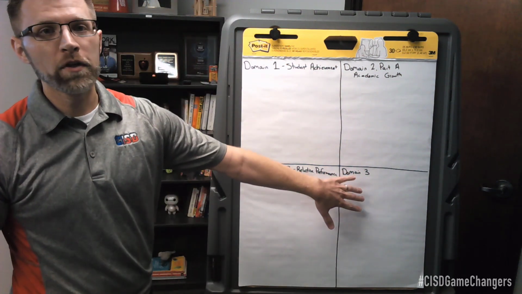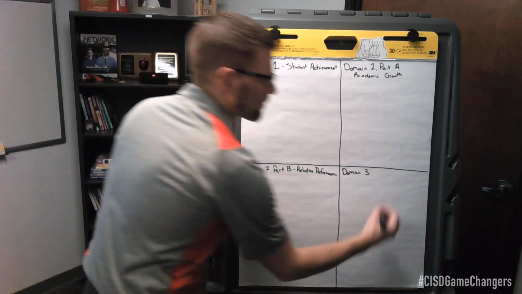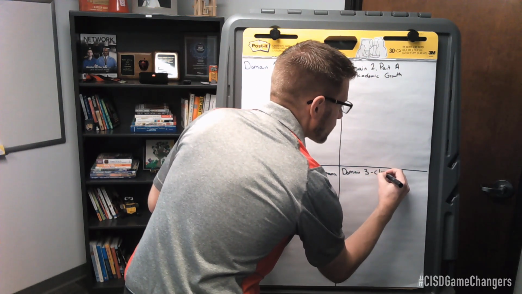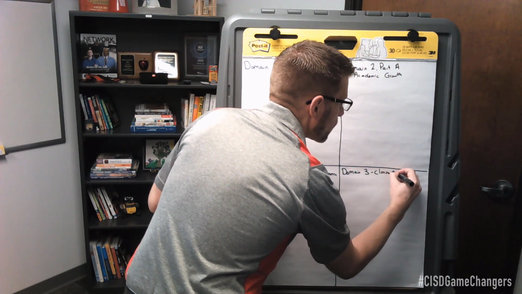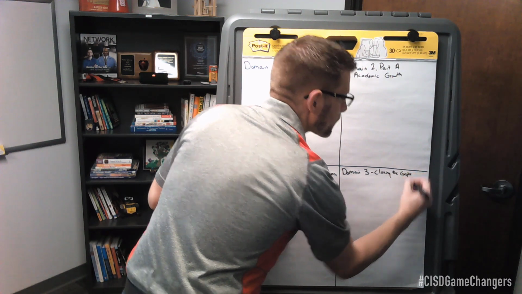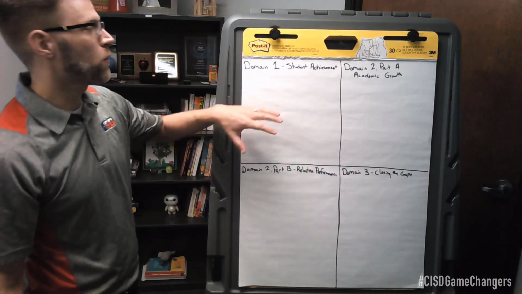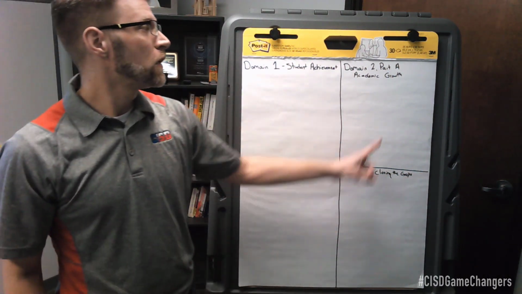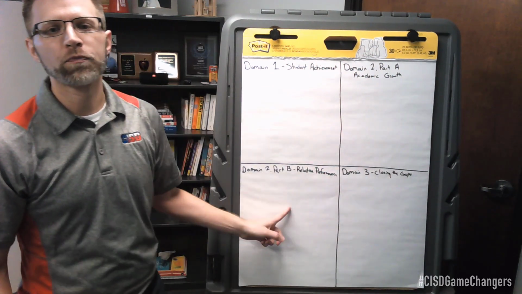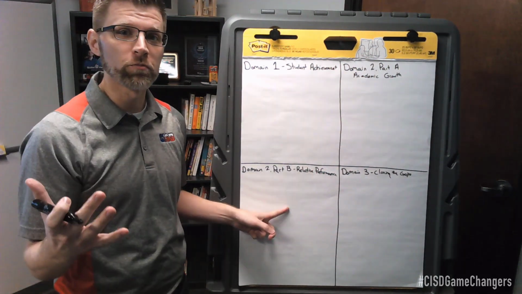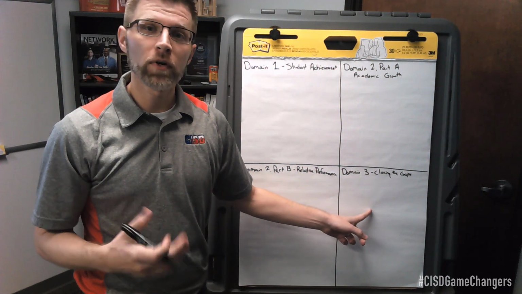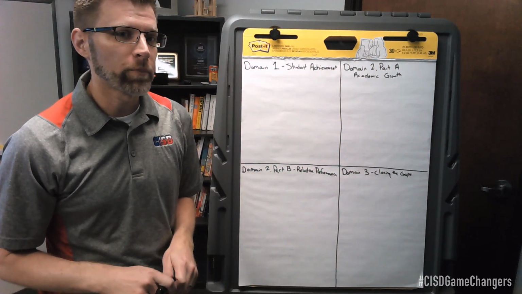Then domain 3 is federal accountability. So this is closing the gaps with all of the subgroups that are on your campus. So we have domain 1, student achievement, domain 2 part A, academic growth, domain 2 part B, relative performance, and then domain 3, which is closing the gaps.